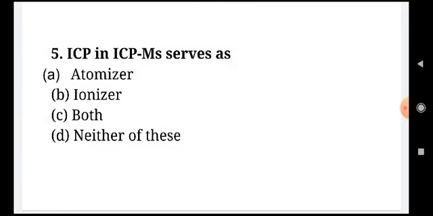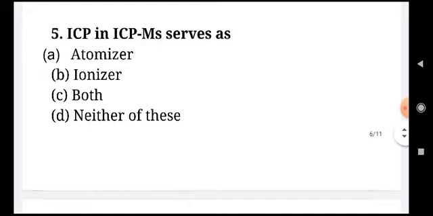ICP-MS serves as an atomizer or an ionizer or both or neither of these. Well, in ICP, both atomization will take place and ionization will take place. So the correct answer is C here, both atomizer and ionizer.